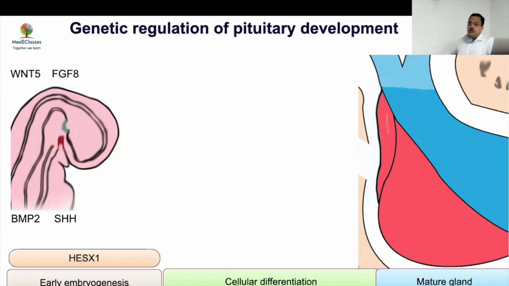So HESX1 defects typically cause septo-optic dysplasia, with optic nerve hypoplasia and an effect on the septum pellucidum, which is absent, as well as causing abnormalities of both the anterior and posterior pituitary.